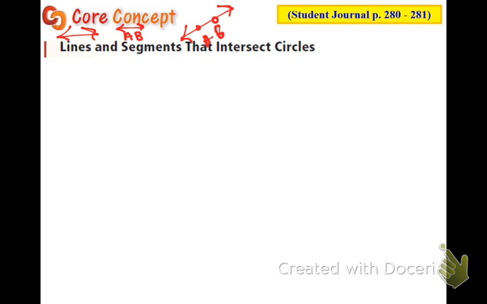A segment is different. If you had a segment on TV, do segments go on forever and ever? No, they stop. They stop, praise the Lord, because nobody wants to hear someone talk that much. Segments, you draw a line above them with 2 letters.